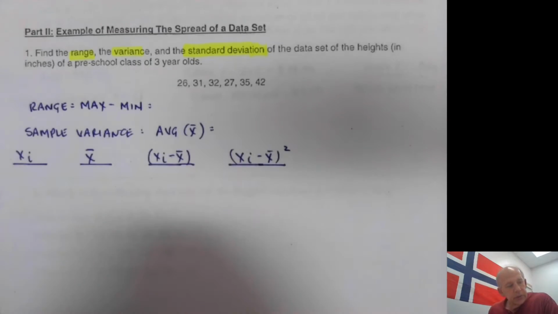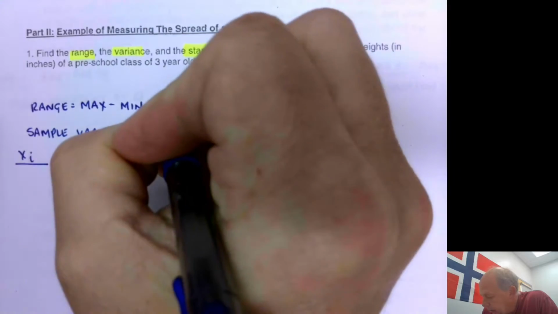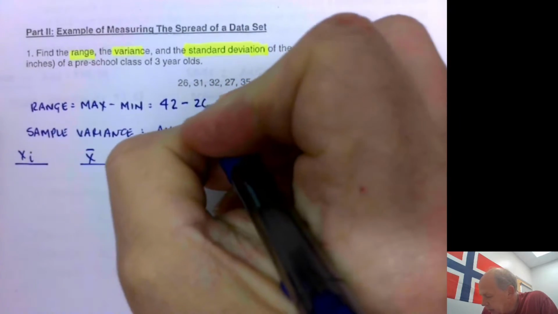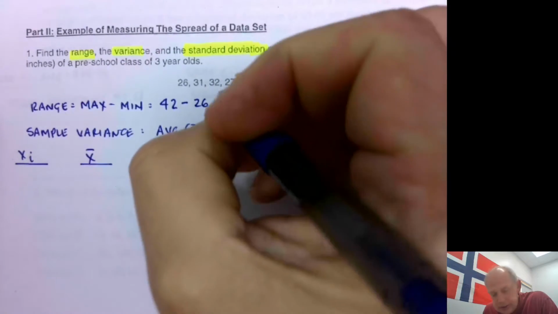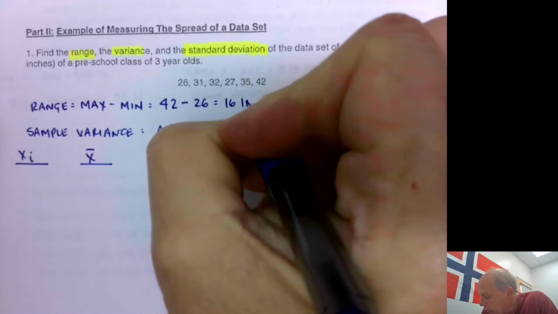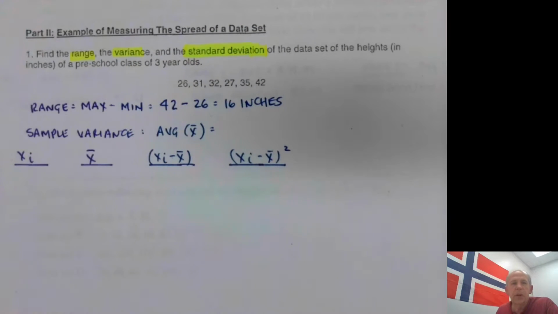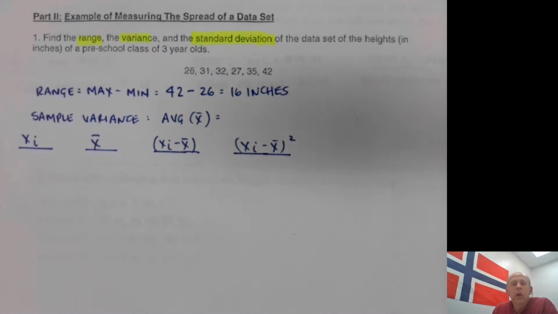So we are going to take the tallest child, which is 42 inches tall, and subtract the smallest child, which is 26 inches tall. The range in this data set is 16 inches. That's probably the easiest way to measure spread in terms of calculation. Now, sample variance, things get a little more complicated. They're not too bad. We start off with this chart.